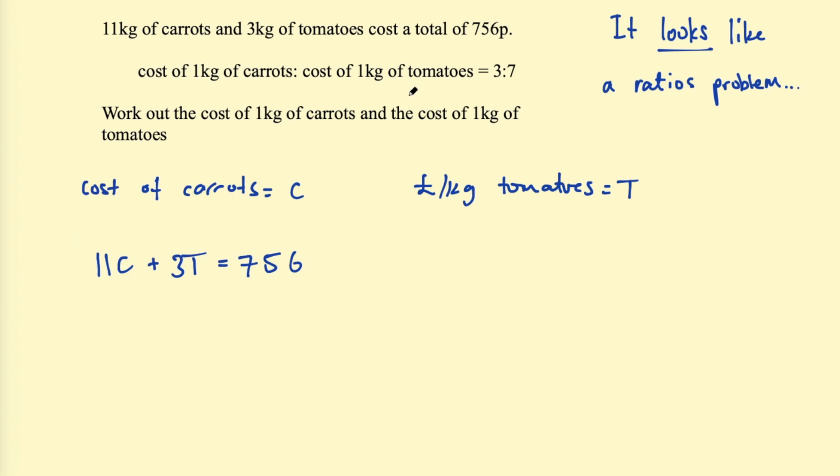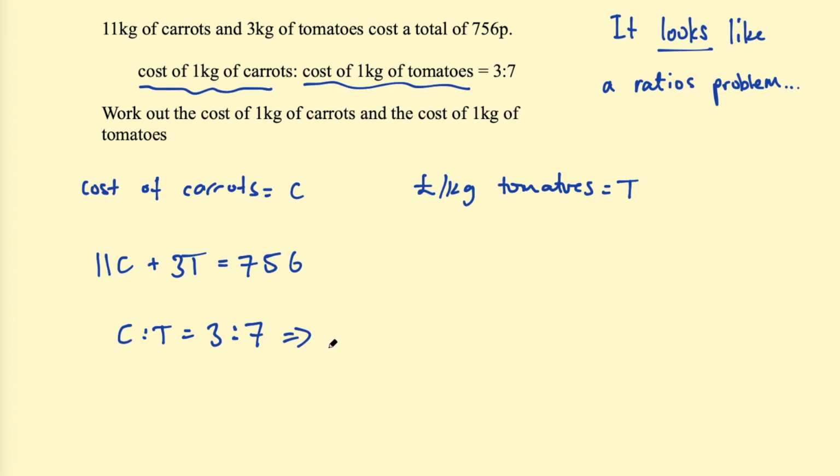This second statement is a little bit more confusing, but because we've already labeled these unknowns, let's just replace those statements there with the unknowns we've labeled. So we have C to T equals 3 to 7. And writing it this way allows us to create our second equation.